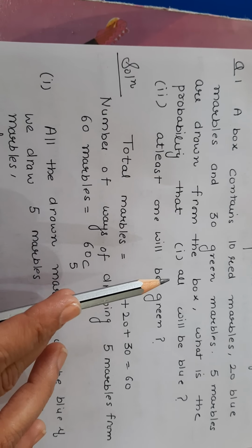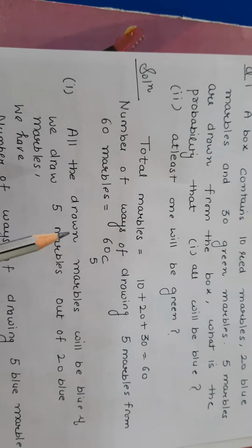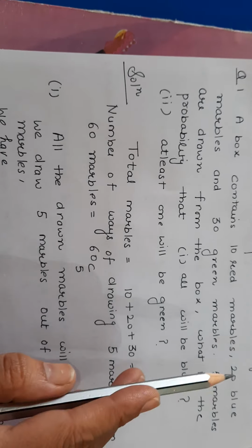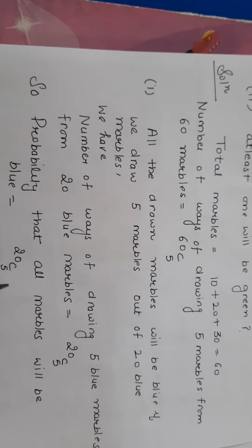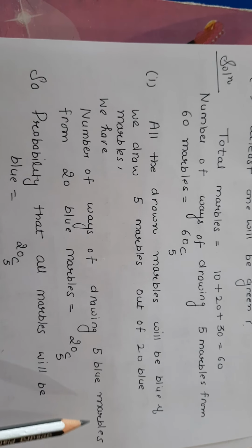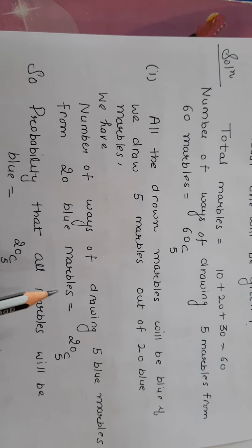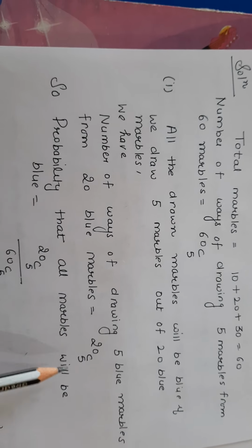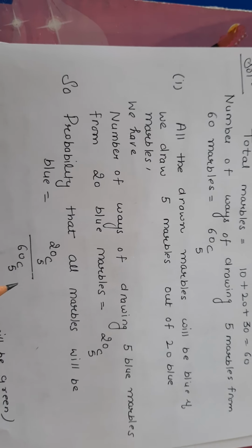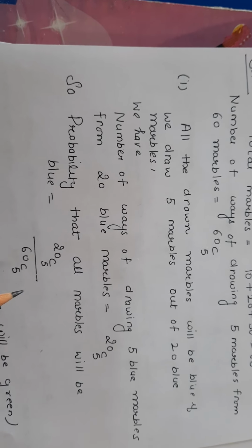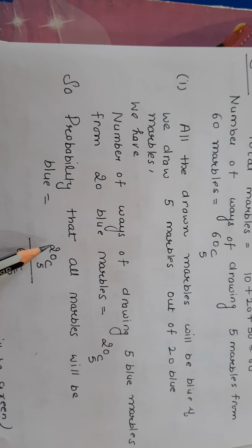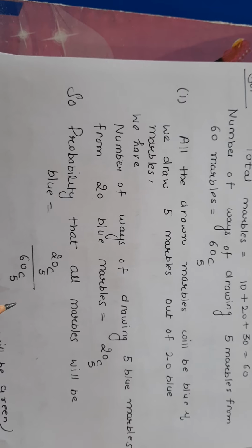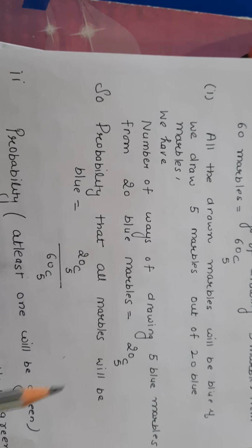Now the first part, all will be blue. All marbles will be blue if we draw the 5 marbles out of the 20 blue marbles. So the ways of drawing 5 blue marbles from 20 blue marbles will be 20C5. So probability is number of favorable outcomes divided by total outcomes of sample space. The favorable are 20C5 divided by total outcome 60C5. Simplify this part and you will have your answer.